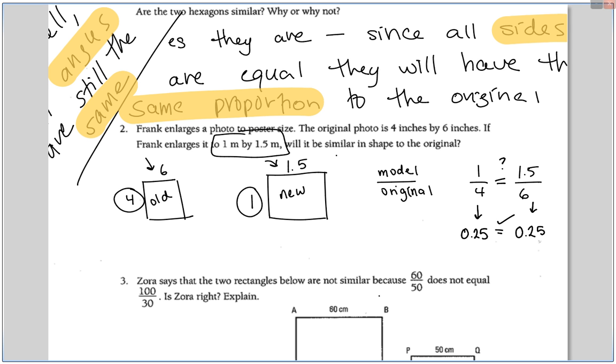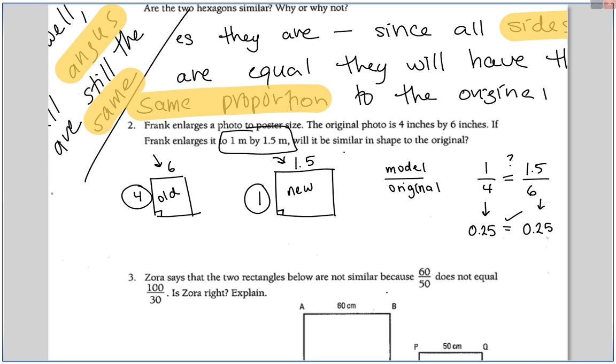The other thing you need to do is to check the angles. You can see that the original shape is a rectangle and the new shape is a rectangle. So all the angles are 90 degrees and they're all the same. So that's the other check. You have to check two things: are the angles the same, and are the sides in proportion? And we've done that right there and right there. So you always have to do that when you're trying to see if two shapes are similar or not.